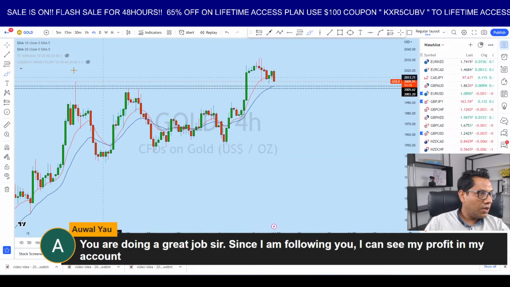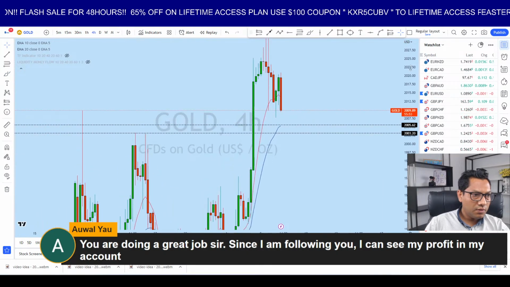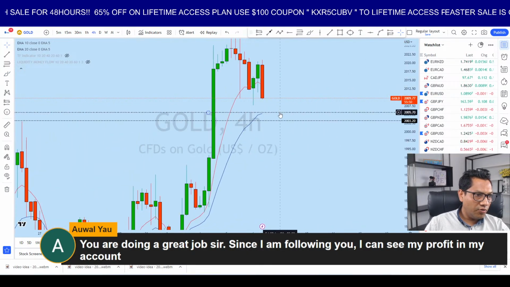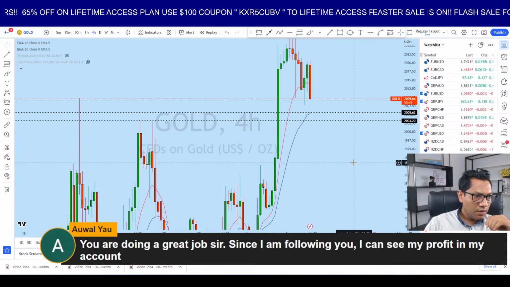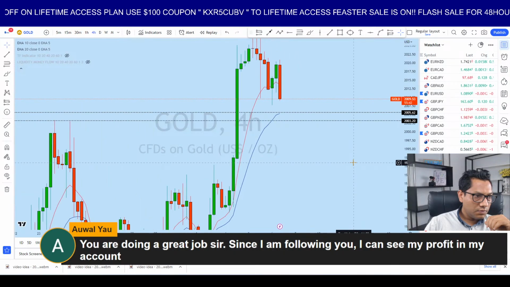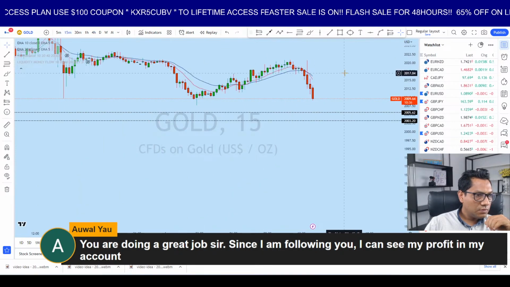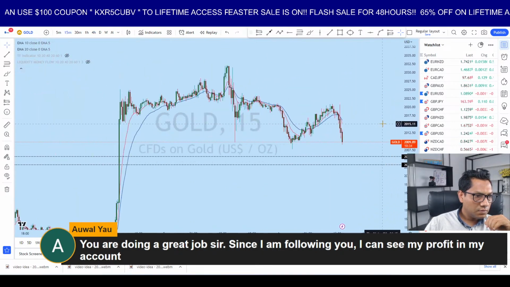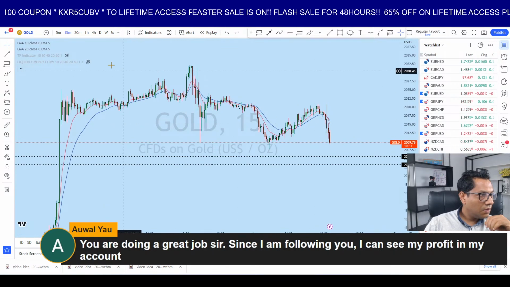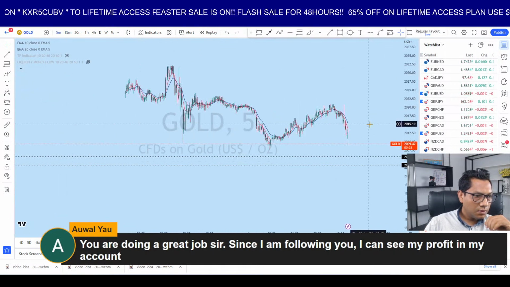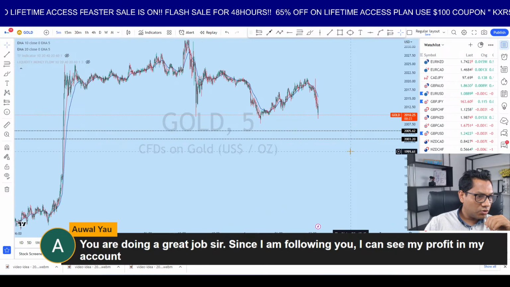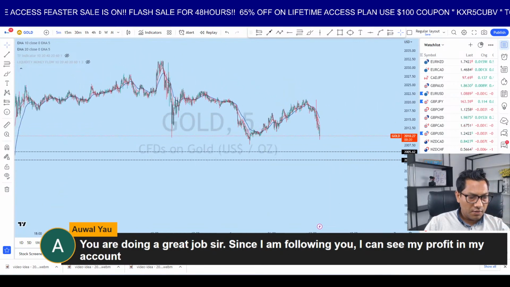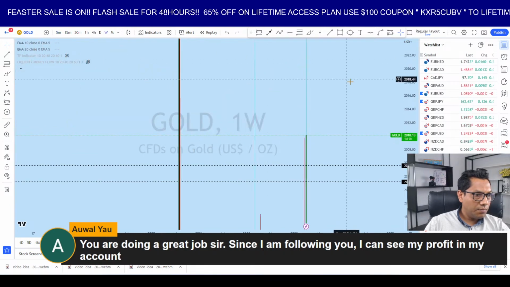Okay, we see that gold is having a good movement, right? It's coming to the 4-hour 20 EMA. See that there is very strong selling pressure, but the trend is up. I always value the trend.